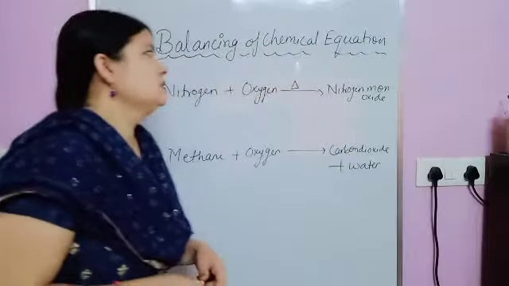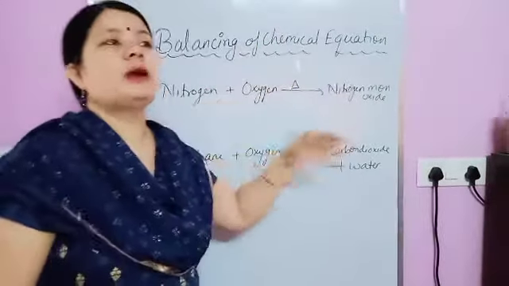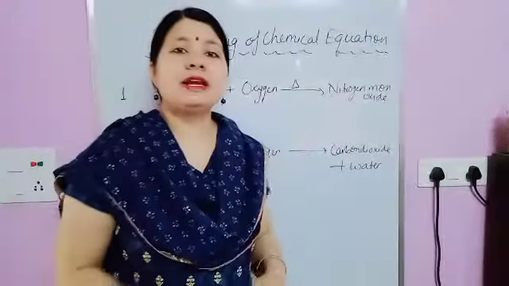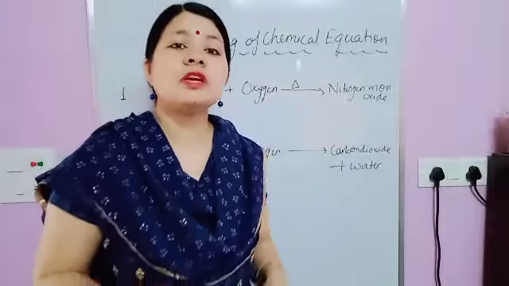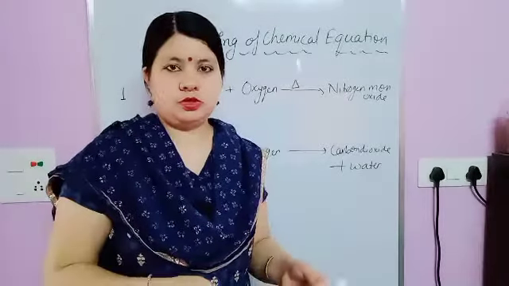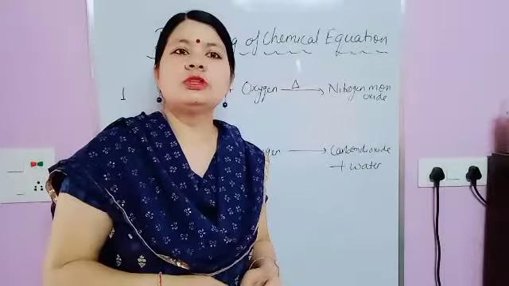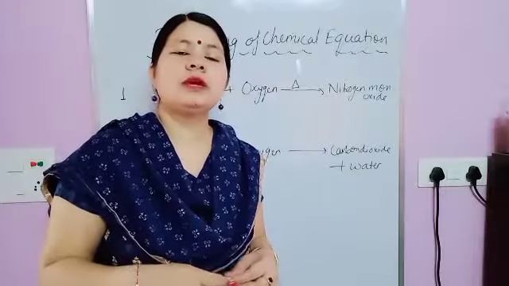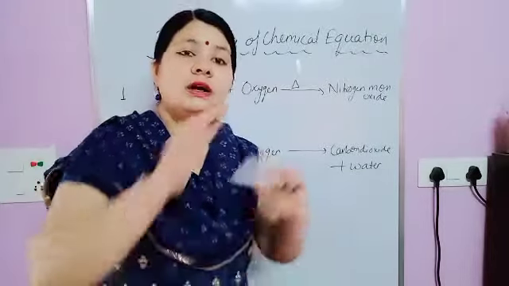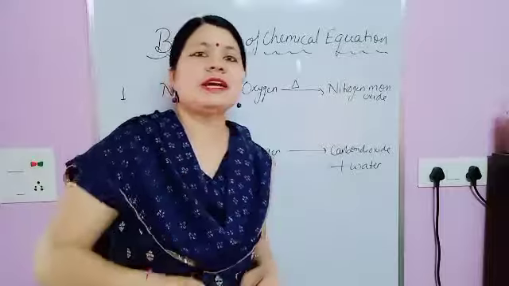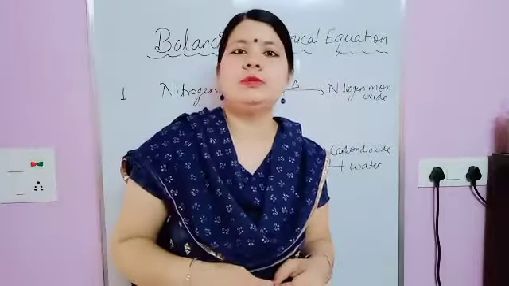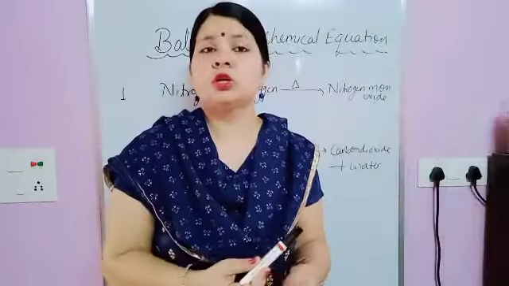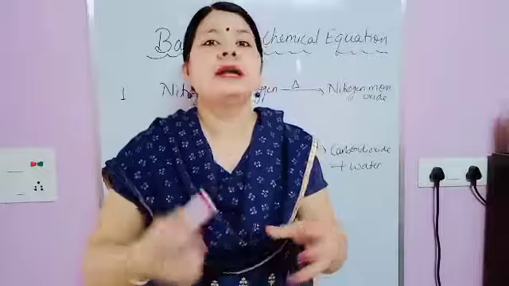Now just see, in case of simple balancing of a chemical equation, the number of atoms on both sides, reactant side as well as product side, we have to make equal. If the number of atoms is equal on both sides, left-hand as well as right-hand side, meaning reactant as well as product, it means your reaction is a balanced reaction.